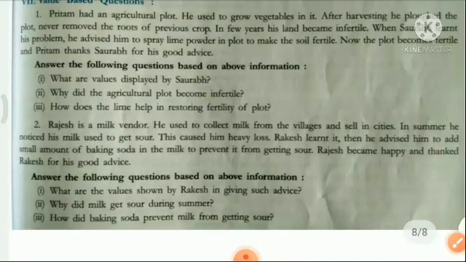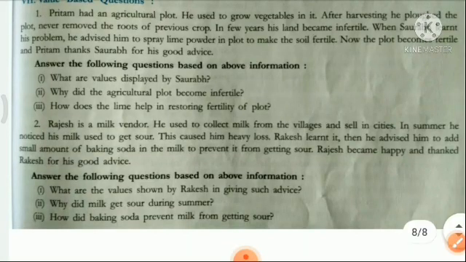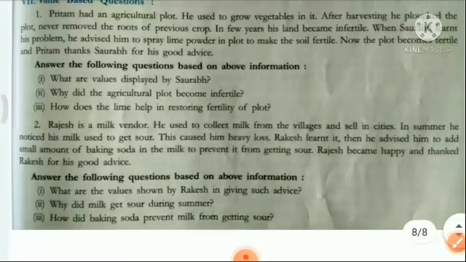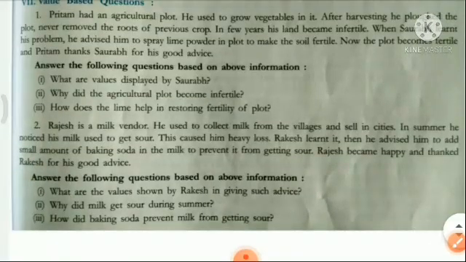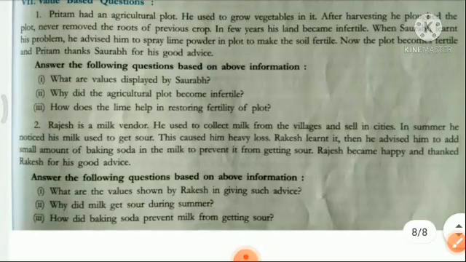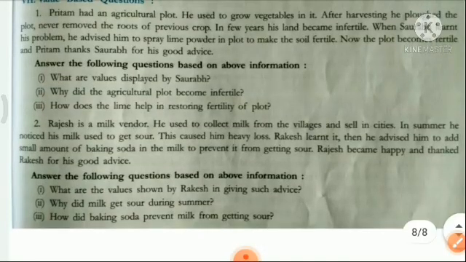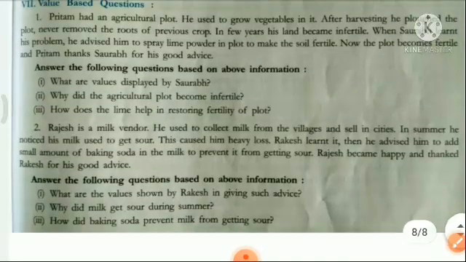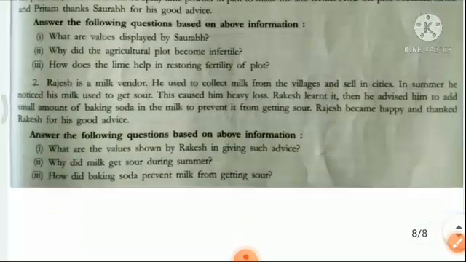How does lime help in restoring fertility? Because due to the decaying roots, the soil became highly acidic, due to which the fertility of the soil decreased. Lime, since it is a base, neutralizes the excess acid in the soil of the agricultural plot, so that the soil becomes neutral. So these are the answers.